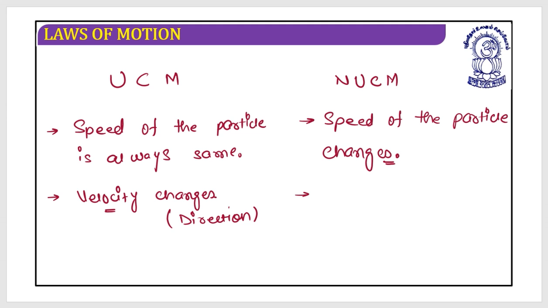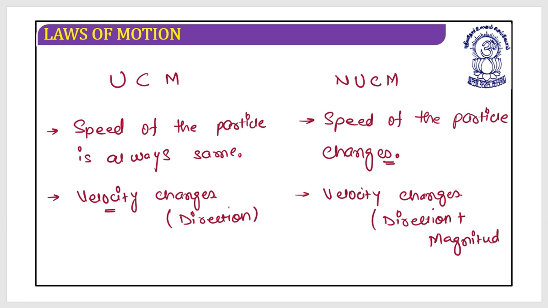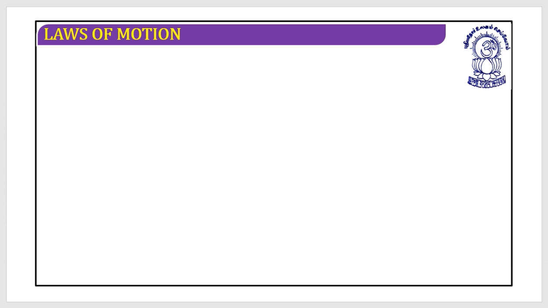That means whether direction is changing or magnitude, velocity changes. Here direction is changing. That's why it is called circular motion. And here the magnitude also changes, so both change. Velocity changes, that means direction as well as magnitude, both change when I'm talking about NUCM, the non-uniform circular motion. Is it clear?